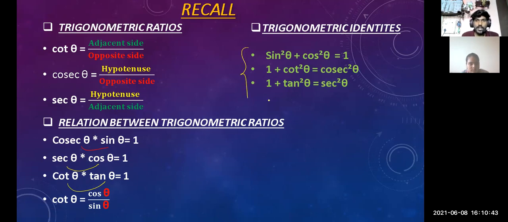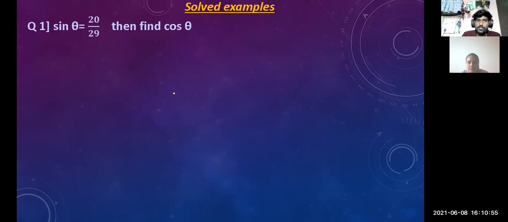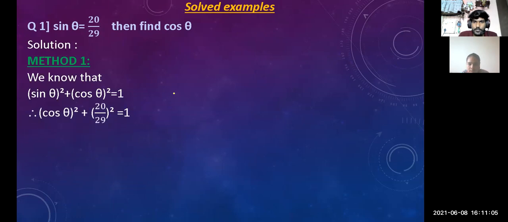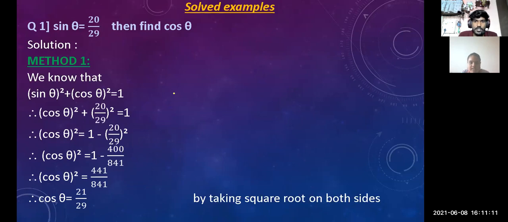Our sums are mainly based on these three identities and the ratios. Sine, opposite upon hypotenuse, those ratios. And then we did the first example sum from the textbook also. Sine theta is 20 upon 29, and we had to find out cos theta. So here we used the first trigonometric identity, method 1. I hope this sum was clear. Any doubts?